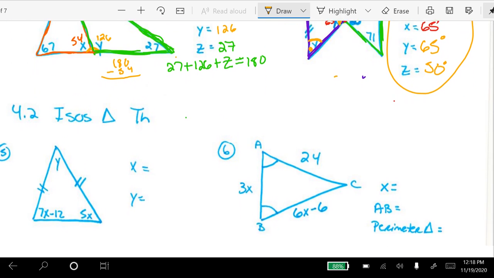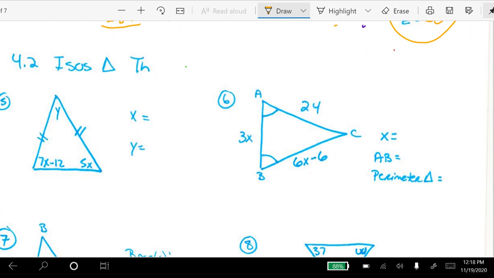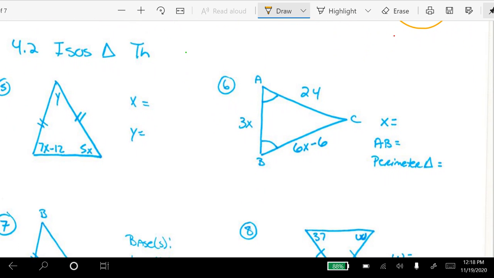Okay, moving on. The next section here is the isosceles triangle theorem. This is the last topic we just did, so it should be a little fresh in your head, so I'm not going to write it out. But basically, it just says that if a triangle is isosceles, then the base angles are congruent.